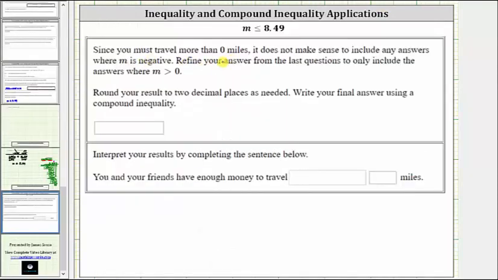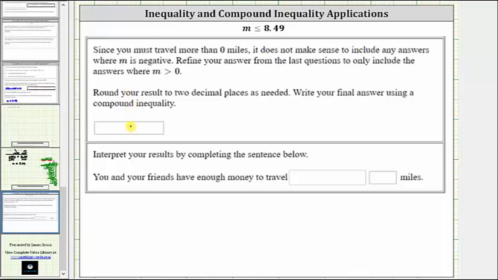Since you must travel more than 0 miles, it does not make sense to include answers where m is negative or 0. Refine your answer from the last question to only include the answers where m is greater than 0. So m must be between 0 and 8.49, where we don't want to include 0 and we do want to include 8.49. We can express this using a compound inequality.